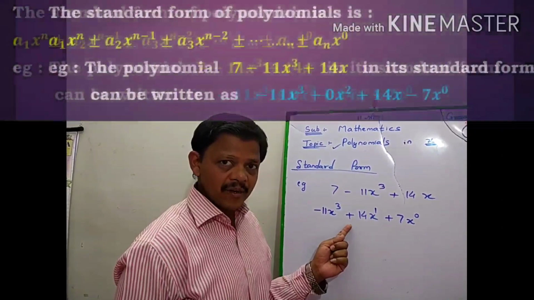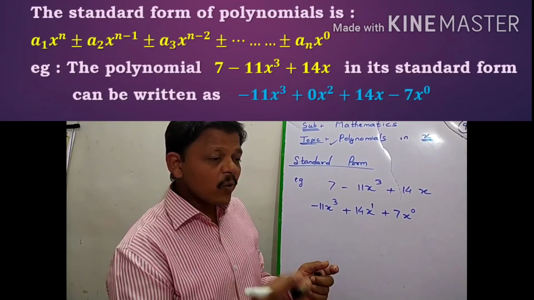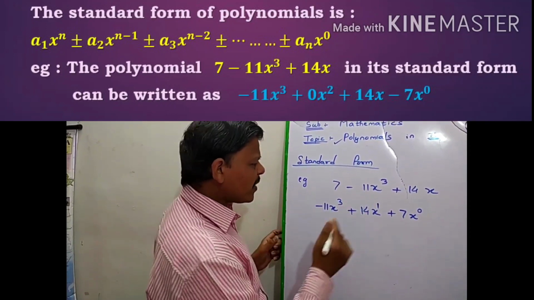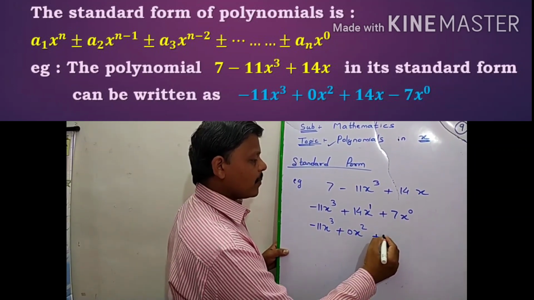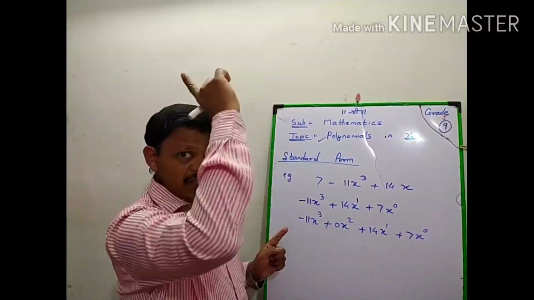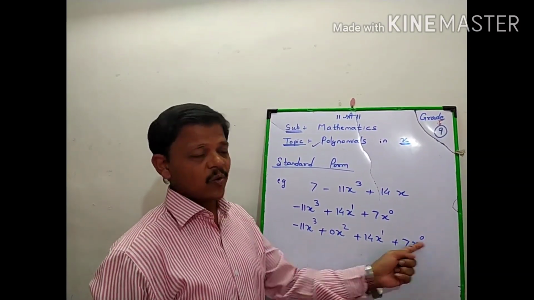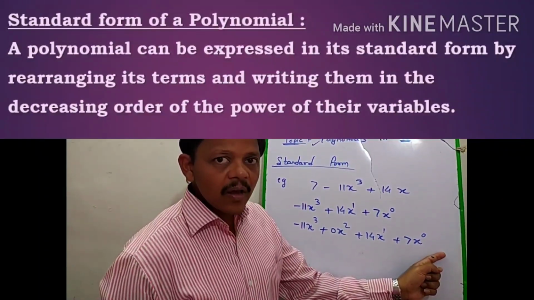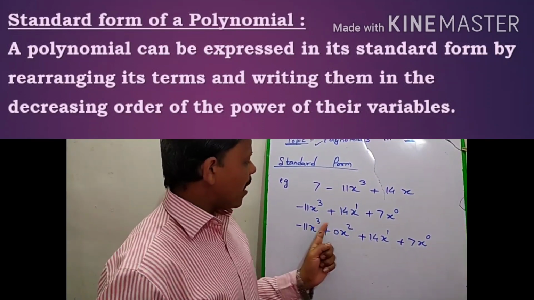That 2 is absent. Degree 2, power 2 is absent. And you know that. Last year also I told you. Whenever you introduce, now we introduce a term with a degree 2, but a 0 term means what it will ultimately be? Minus 11x cube plus 0x square plus 14 into x raised to 1 plus 7 into x raised to 0. So this was our definition, if you remember. x raised to n, n minus 1, n minus 2, and finally x raised to 0. 3, 2, 1, 0. Decreasing order of the power of the variable.